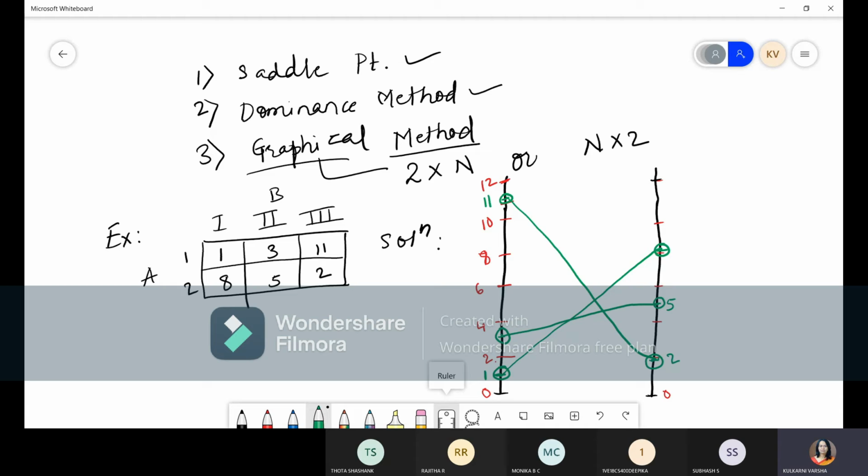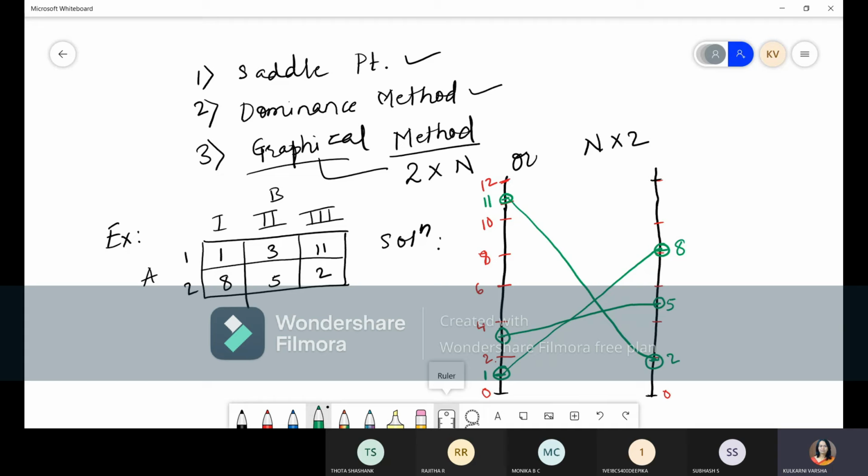Is it clear for everyone up to this? Yes, ma'am. Okay, so once we get this, if this example is of 2 rows, then you have to find out the lower half of this graph.